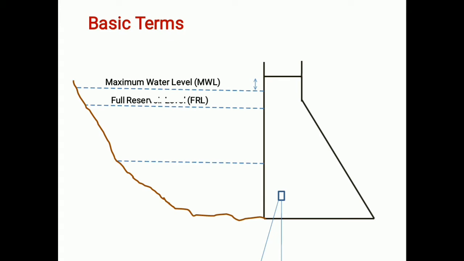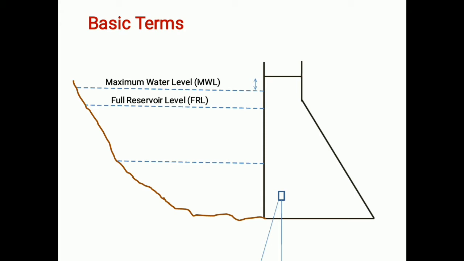The next term is full reservoir level. Maximum water level we can call in short MWL, and full reservoir level FRL. So what is the difference between FRL and MWL? In some dams, both are equal, where MWL is equal to FRL. So, why is there a difference between MWL and FRL?